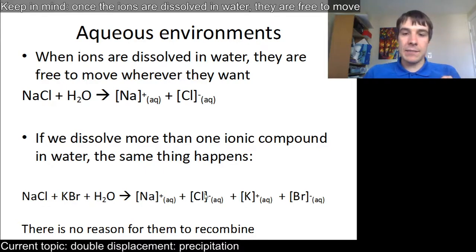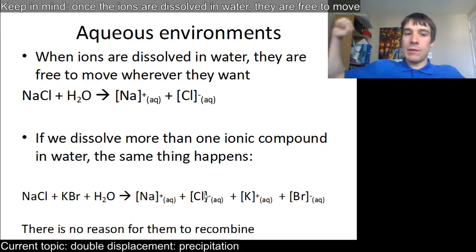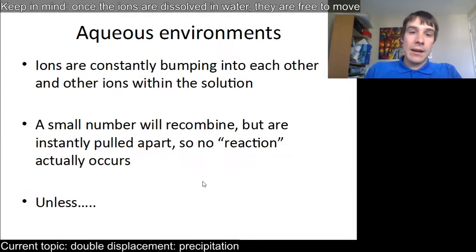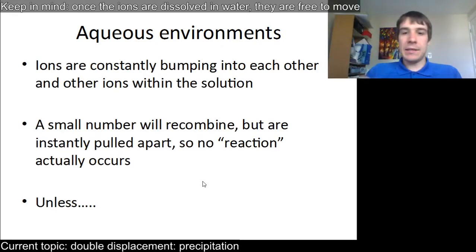Or the potassium might get near the chlorine, positive and negative, but then very quickly the water will rip them right apart. There's no real reason for them to recombine. And they're always bumping into each other. There's lots of them all over the place. There's billions of them. No reaction actually occurs usually, unless something happens.